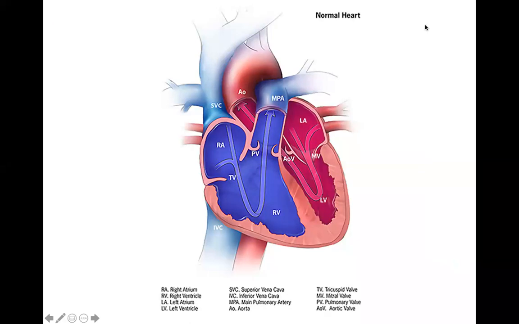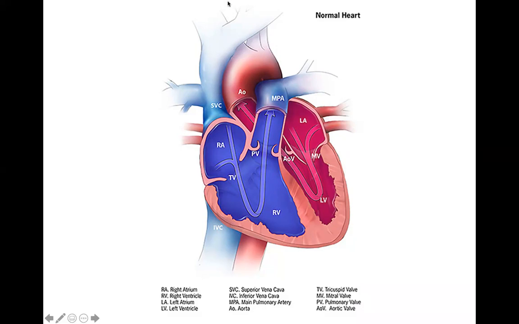So before we discuss about the abnormalities of the heart, we're going to review first the anatomy of the heart or yung flow lang ng blood, no? Kasi this is very important for our discussion. So this is the normal structure of the heart, just to show you the movement or the outflow of the blood. So this is the superior vena cava. This is the inferior vena cava.